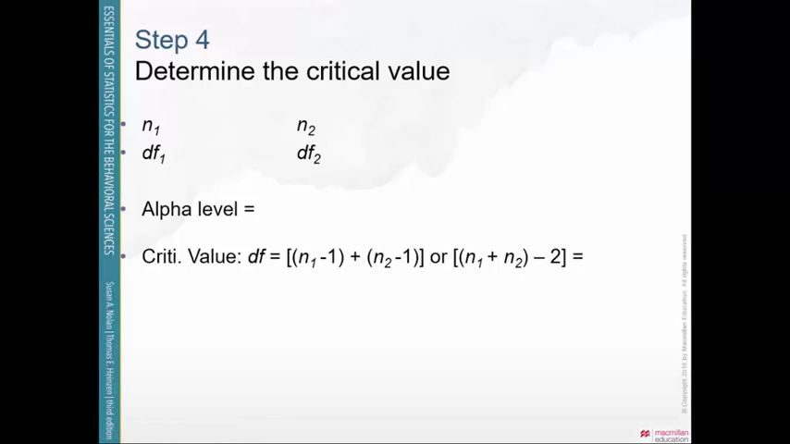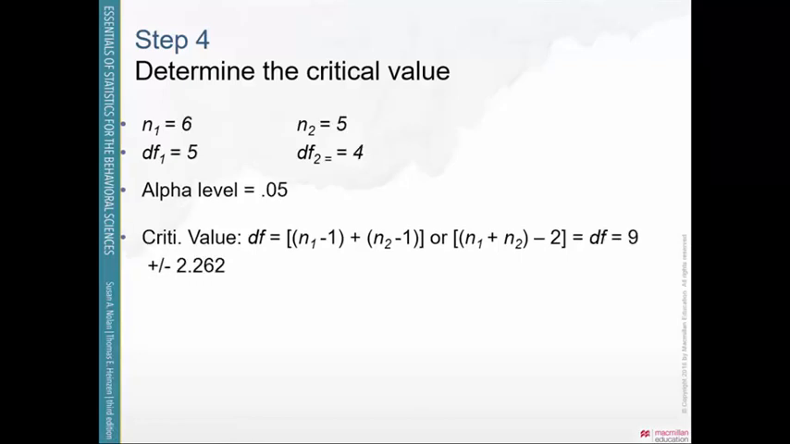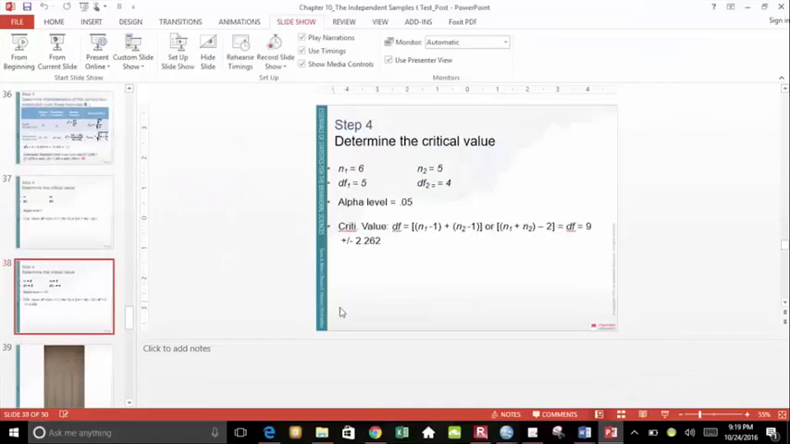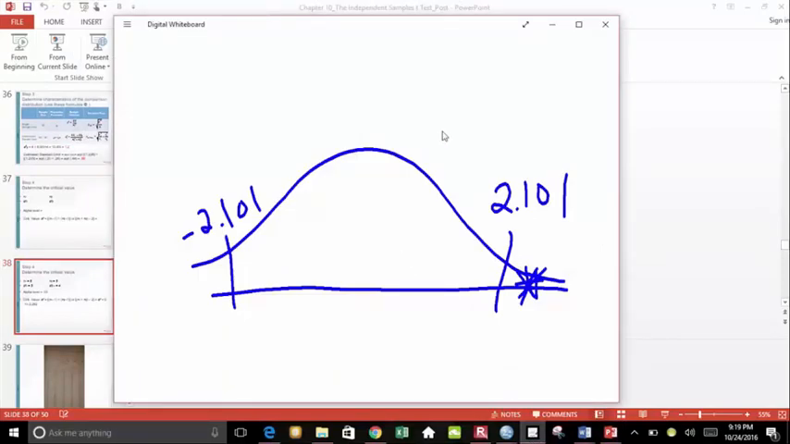Pause it here. And if you have done that, we've got degrees of freedom as 9, because 5 plus 4 is 9, or total number of participants was 11 minus 2, which is 9. And our critical value at an alpha level of 0.05 is plus or minus 2.262. Again, you could draw this out.